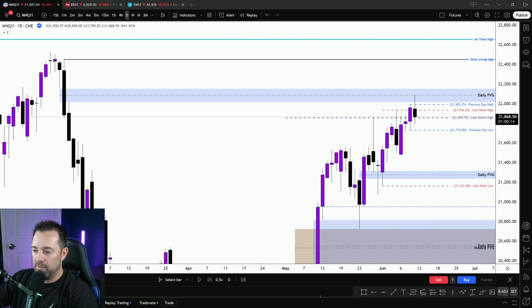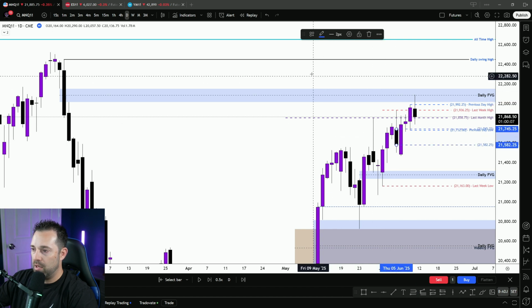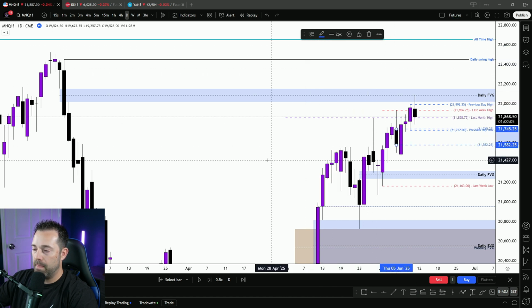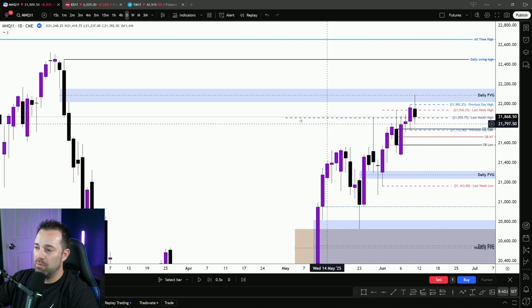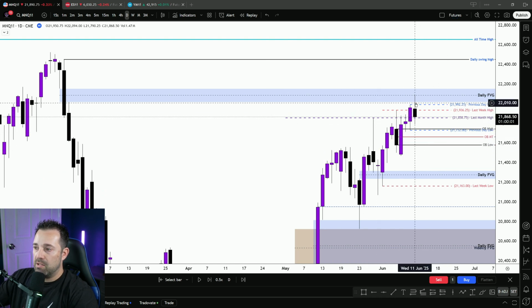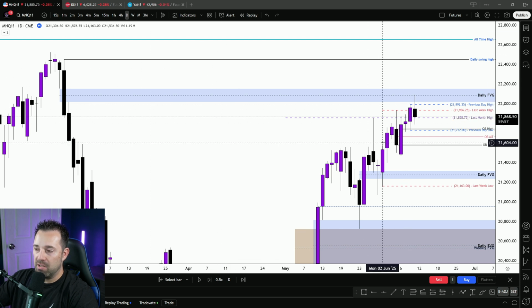But basically from here, let me show you something. Let me mark off this order block too. The body here on the daily. So this is basically what I'm looking at. And so I saw we swept this high. We were above this previous day high. So I note that.